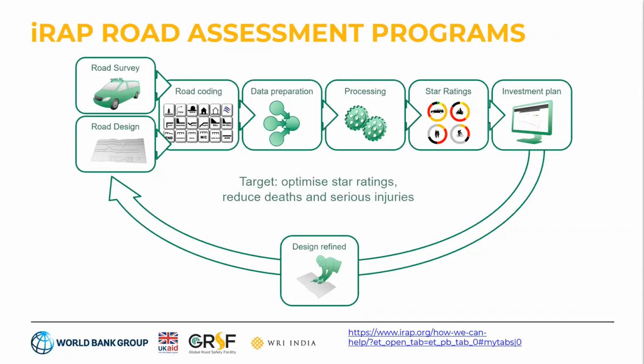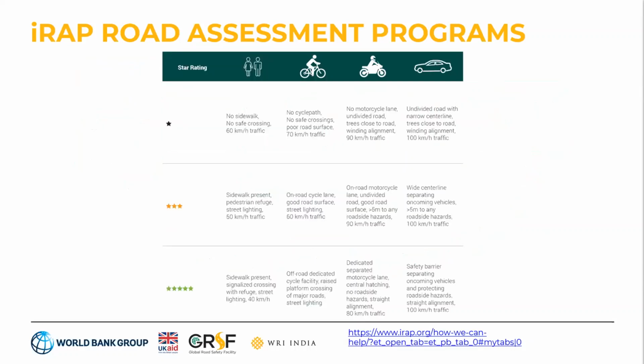The good thing about the star ratings is that it breaks it up by road user category. So sometimes a street might be extremely safe for car users, but it might have a very poor safety rating for pedestrians or bicyclists. So it's good that it gives that breakup, so that you can know the kind of targeted intervention that you need to make.